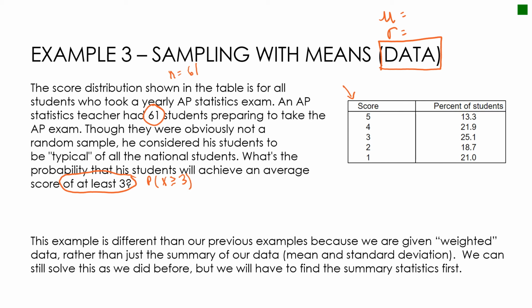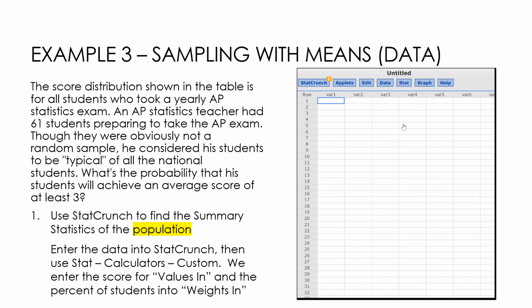Well, how am I going to do that when I don't know the mean and I don't know the standard deviation? Well, luckily, I know StatCrunch, and StatCrunch can help me find the mean and standard deviation I need. So let's take a look at that together. So all I have here is data, and I don't have any of my summary statistics. So I'm going to go ahead and enter it, because it's not going to be there for me already. Maybe I'll get lucky, but in this case it's not.